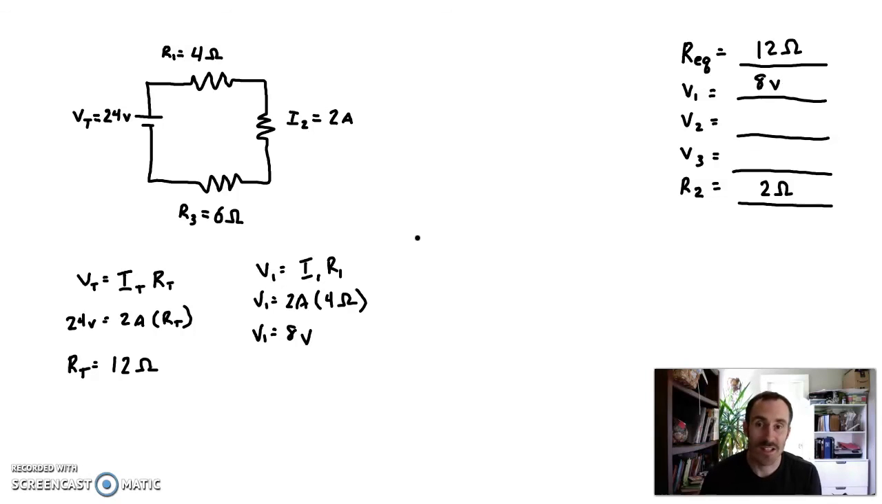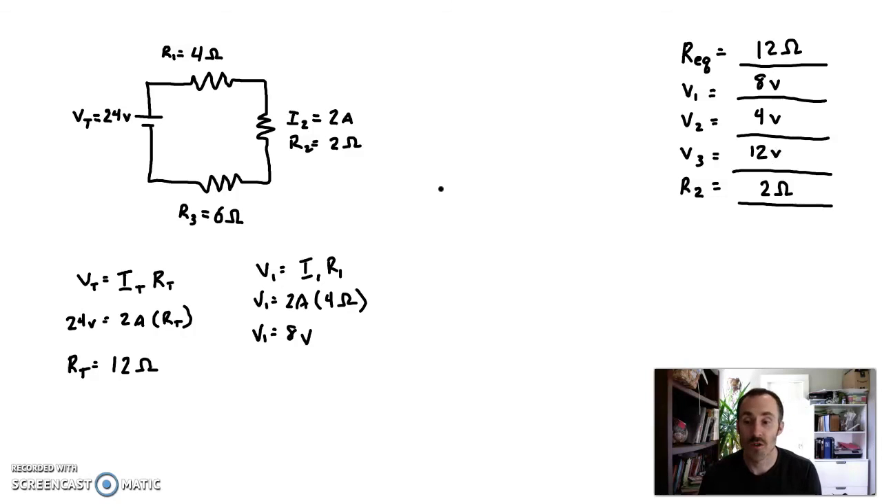Now we can do the exact same thing for the other two. So I2 is 2 amps, R2, we figured that out, was 2 ohms. And so the voltage drop across R2 is going to be 2 times 2, which is 4 volts. And then if we do the same thing over here for R3, we get a current of 2 and a resistance of 6. 2 times 6 is 12 volts is dropping across that one.